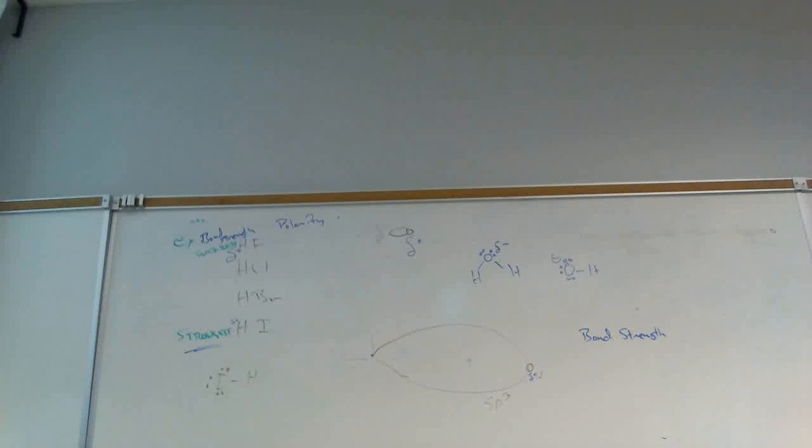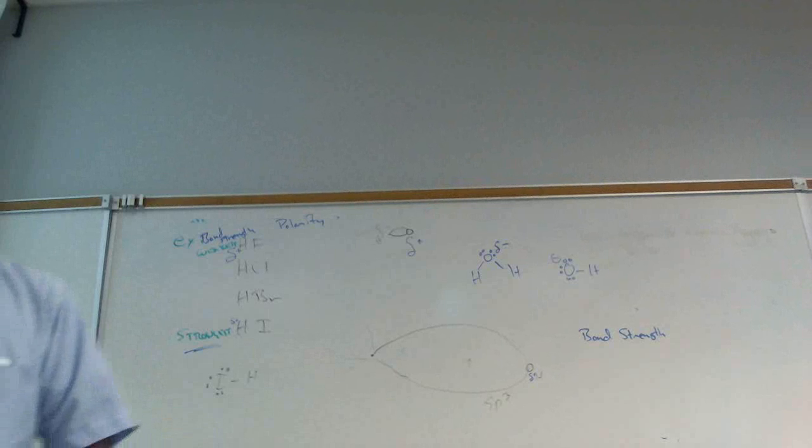And so if we go back, let's look at the numbers here. The bigger the number, the more acidic it is. HI, 10 to the 9th, big number, right? Very acidic. Look at HI 10 to the 9th, HBr 10 to the 8th, HCl 10 to the 6th, and then HF 10 to the minus 4.